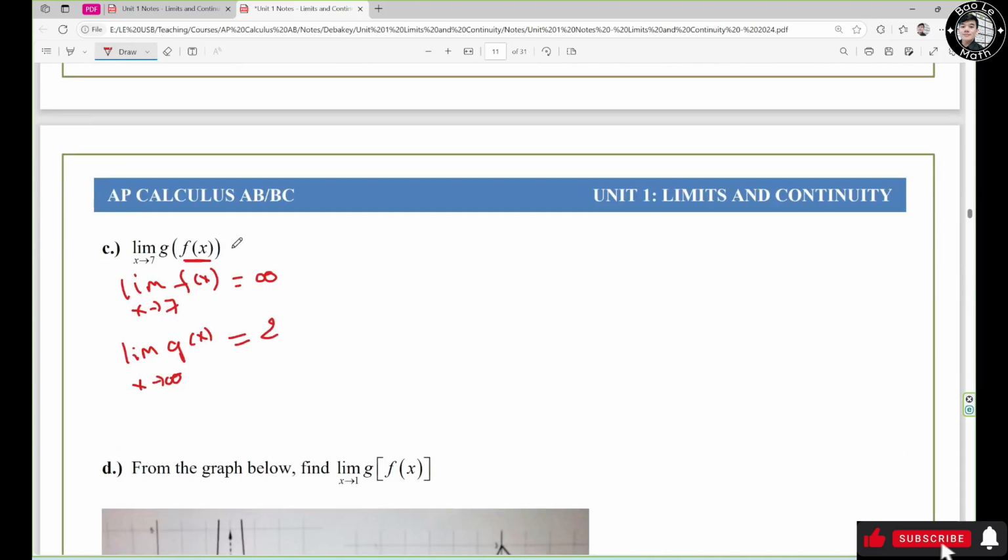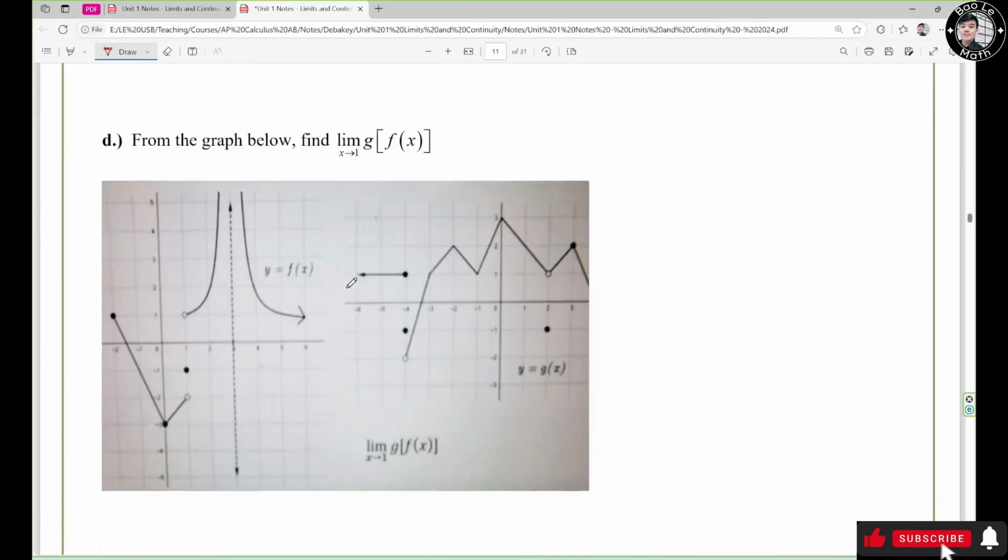Then finally the answer must be 2, right? Now we're going to move on to the last one. The last one is so complicated. From the graph below, find the limit of g of f(s) when s approaches 1.